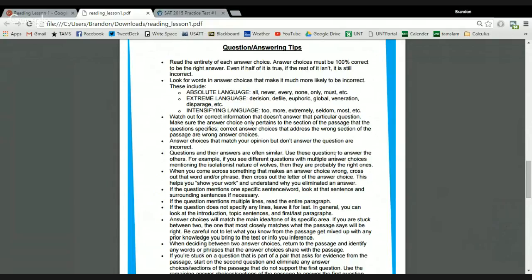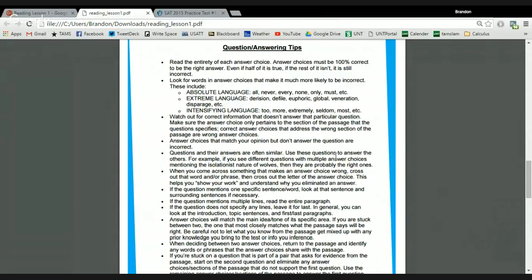Watch out for correct information that doesn't answer that particular question. Make sure the answer choice only pertains to the section of the passage the question specifies. When you read through the answer choices, they should only pertain to the lines given and only to the passage given. Make sure not to use any outside information or any other parts of the text to understand the answer and where you would come up with the answer choice.